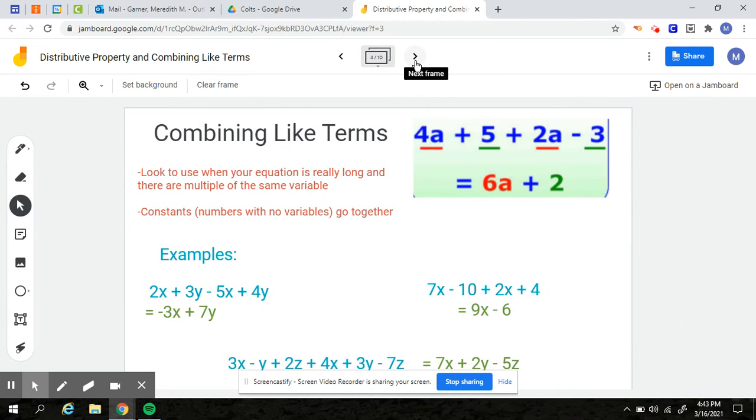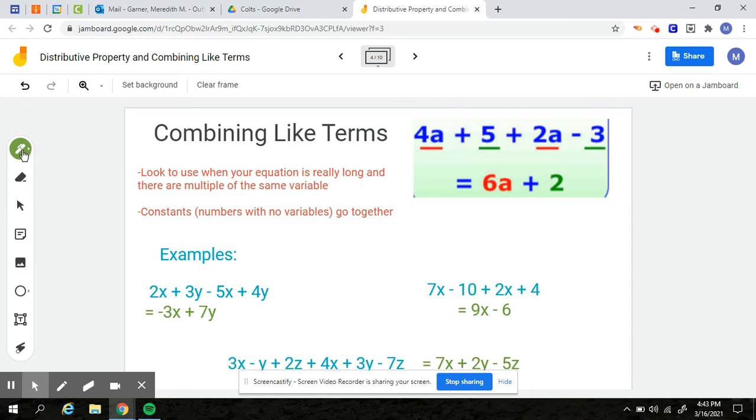Slide 4, we talk about combining like terms. The way I like to think about this is if you have a big pile of fruit in front of you, we want to separate it. We're going to put all the apples together in one pile. We're going to put all the oranges together in another pile. We're going to put the bananas together in another pile, right? It's easier if we can put those things into like piles.